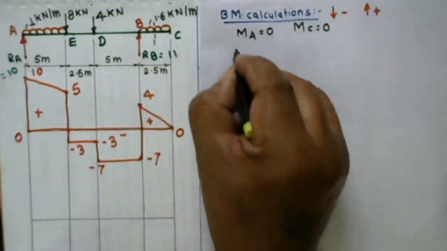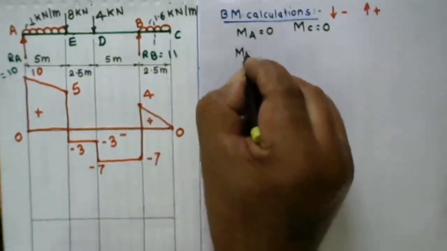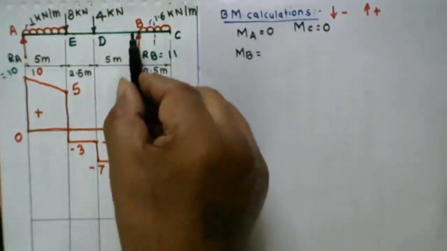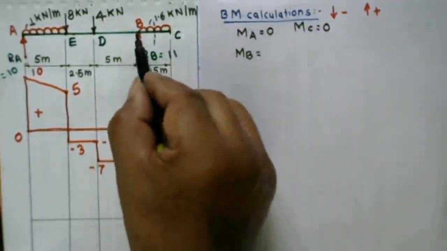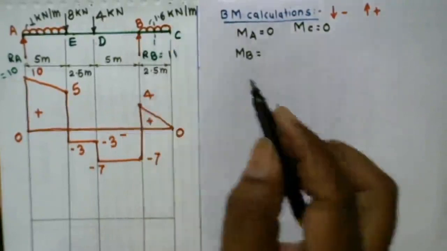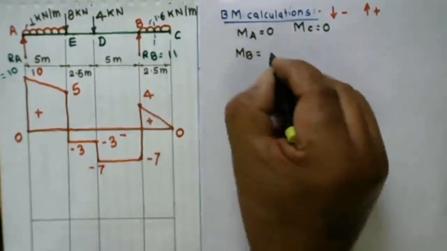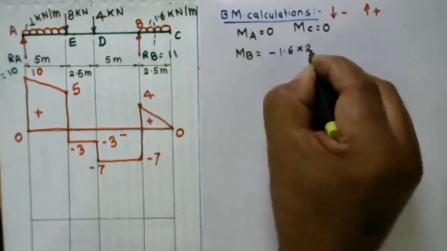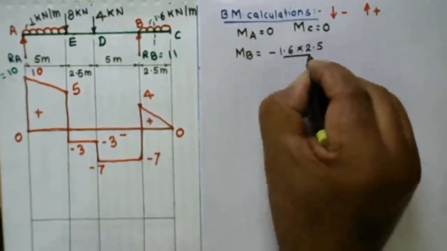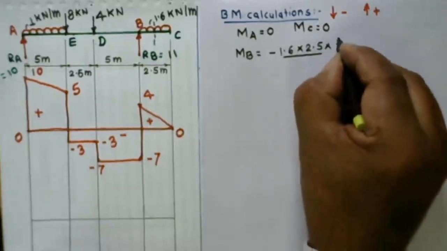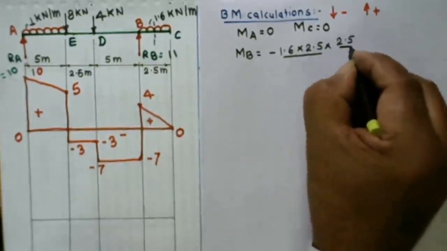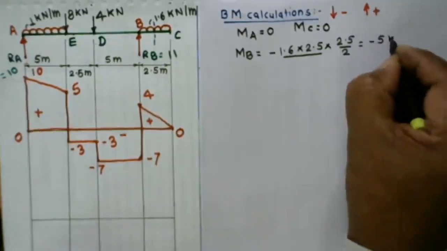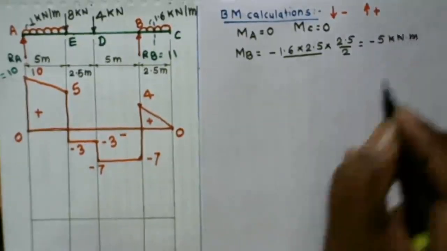Next point is our B point. So we are going from right to left. Now we are taking the section at point B. On the right hand side there is only UDL acting, in the downward direction. So minus sign 1.6, its span is 2.5. This becomes a UDL load, and it is acting at the center of its span. So 2.5 by 2, and it becomes minus 5 kilonewton meter.